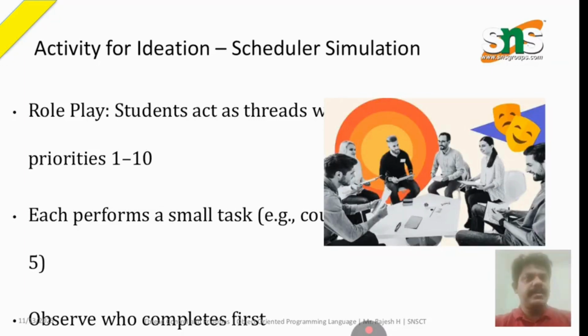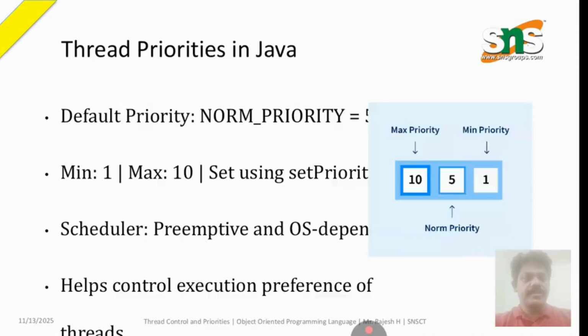Here is the activity for your ideation and brainstorming. Let us take a role play. Students, you have to act like threads, and you have to assign your own priorities from 1 to 10. Ten members can join in this thread handling role play task, and each has to perform a task, and you observe how you switch your task between you and who completes first.